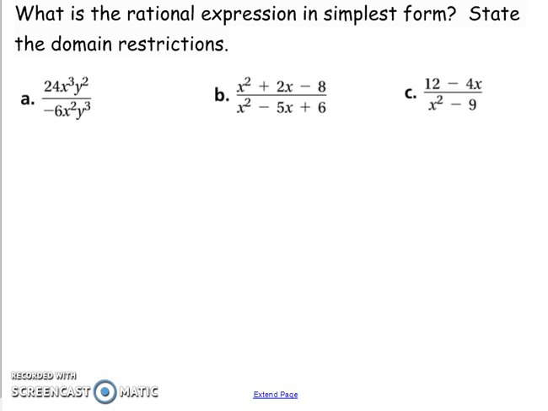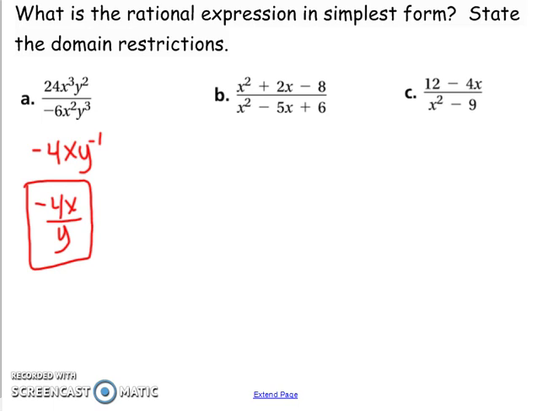So in the first one, we can't factor since we only have a monomial on the top and a monomial on the bottom. So what we're going to do is just reduce. So 24 over negative 6, that can reduce to negative 4. X cubed over x squared, we can subtract the exponents and we're left with just x. And then y squared over y cubed, we can subtract those exponents and we get y to the negative 1. And we know that negative exponents must go in the bottom. So this is really going to be negative 4x over y. So this is our simplest form.